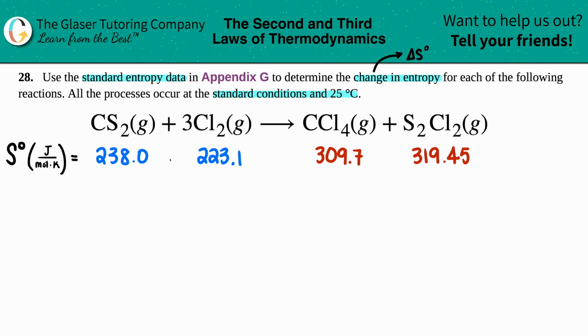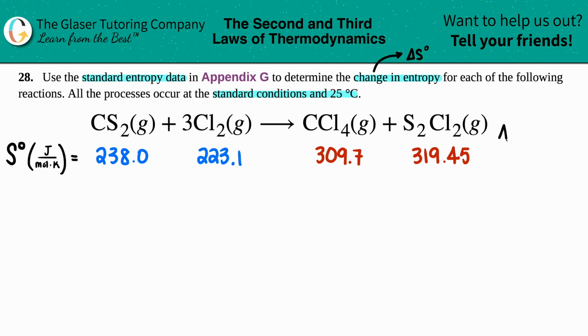I went to this Appendix G, or any back of the textbook will give you your entropy values for each individual component. So for CS2, it's 238.0, Cl2 is 223.1, CCl4, 309.7, and S2Cl2 gas, which is 319.45.